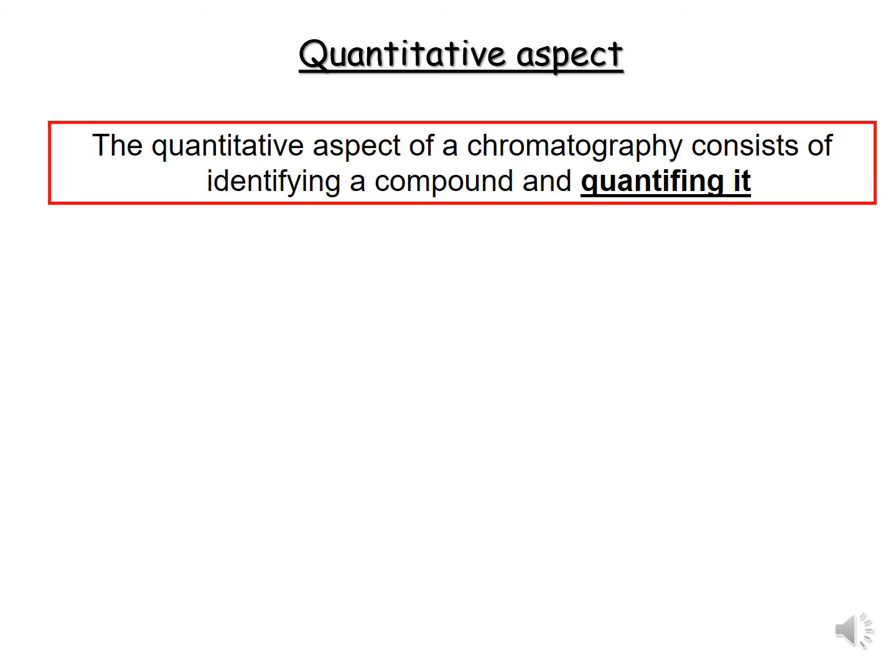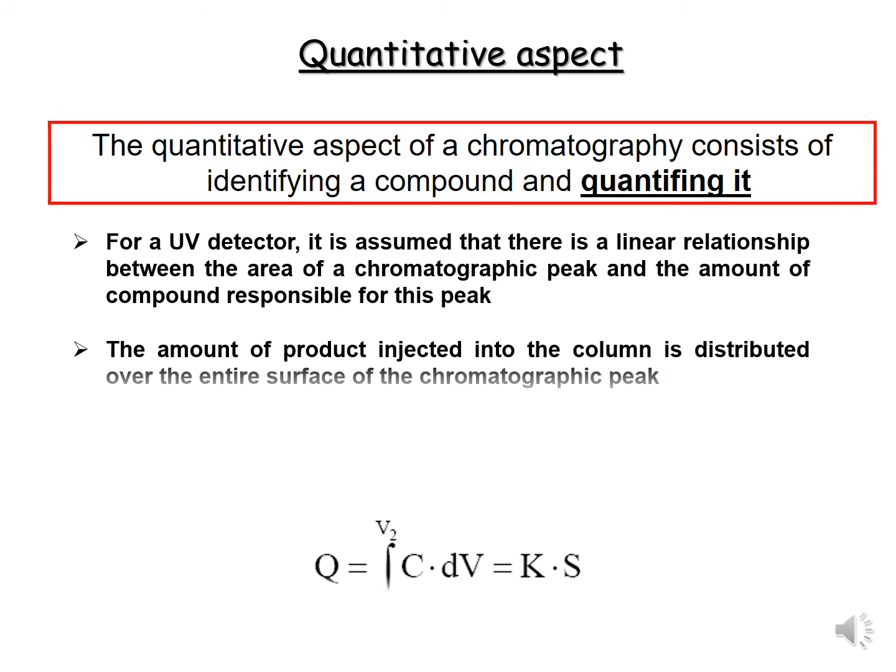So the difference between qualitative and quantitative aspects is the fact that the quantitative aspect of a chromatography consists of identifying the compound, but also quantifying it. And that's, of course, more difficult to perform, because in that case, first you have to perform the qualitative aspect, you have to identify your compound, but you also have to give the quantity of the compound in the sample.